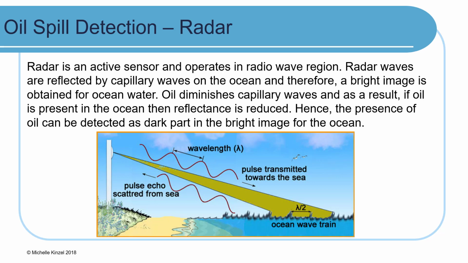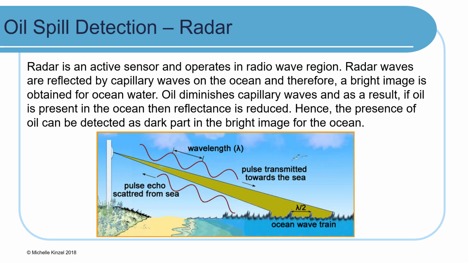So radar is an active sensor, and it operates in the radio wave region. Radar waves are reflected by the capillary waves on the ocean, and we can see bright images obtained for ocean water. Oil diminishes capillary waves as a result, and if oil is present in the ocean, then the reflectance is reduced. Therefore, the presence of oil can be detected as the dark part in the bright image for the ocean.